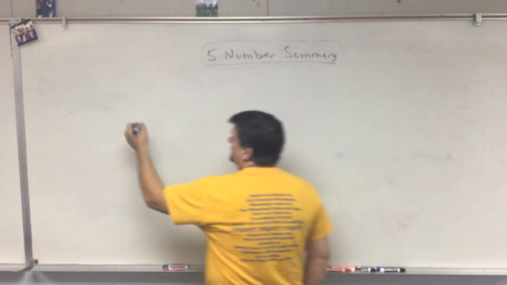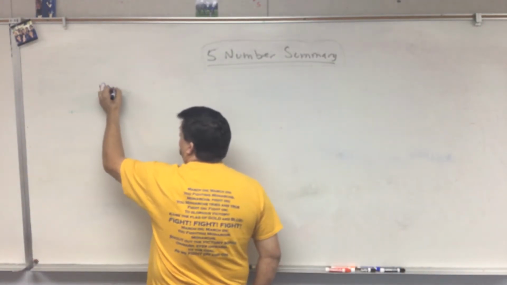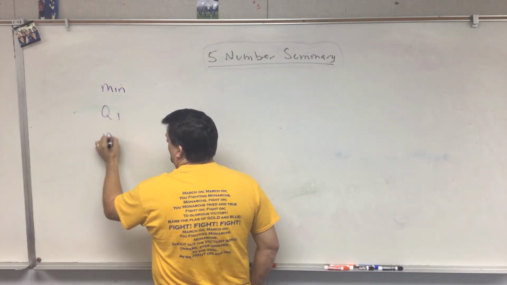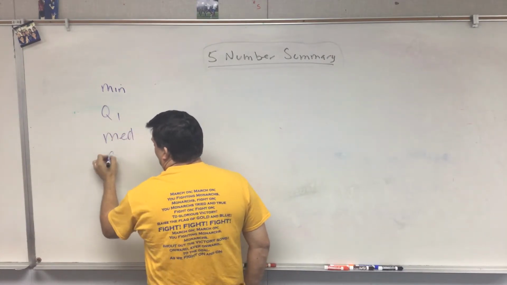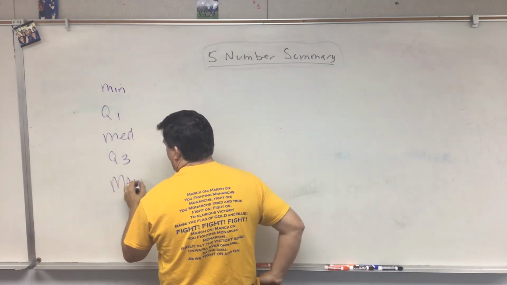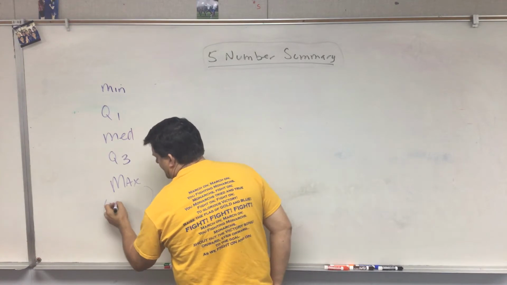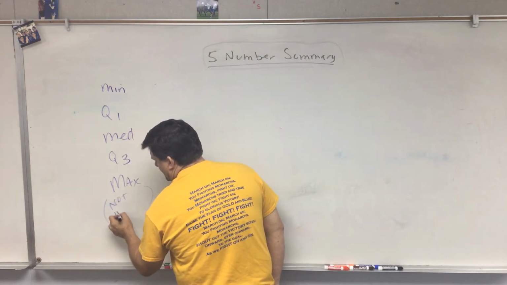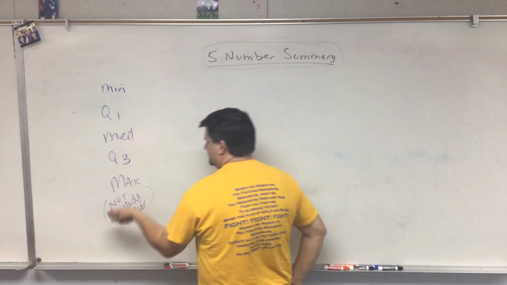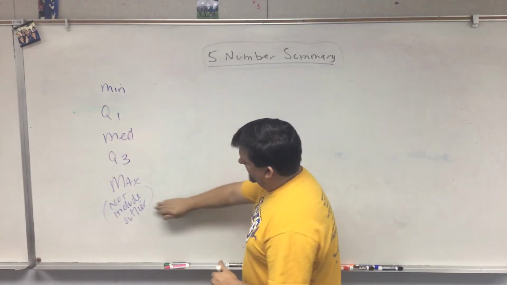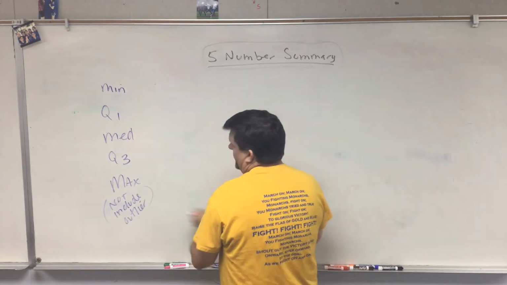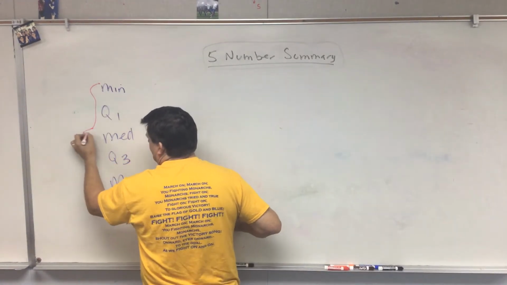There's 5 numbers. First number is our minimum. Second number is our Q1. Third number is our median. Fourth number is Q3. And our fifth number is our maximum, and that does not include outliers. Don't include outliers in that. If there's an outlier out there, you drop down to the maximum number that doesn't include the outlier.